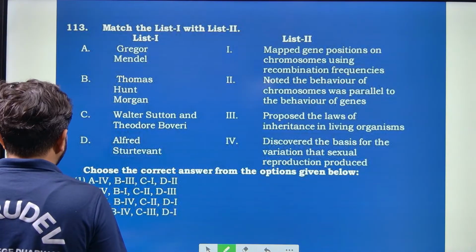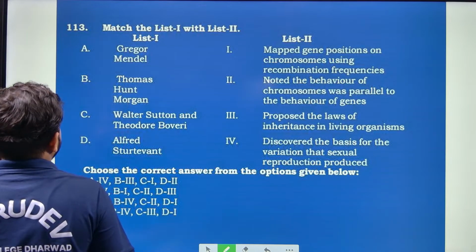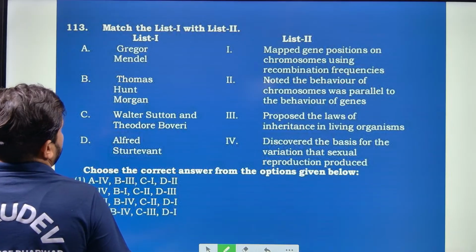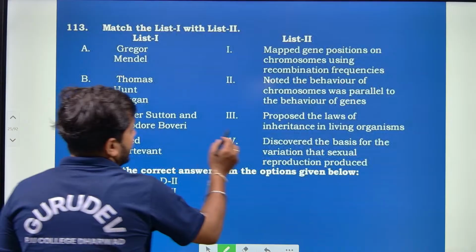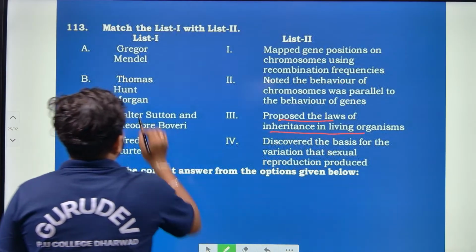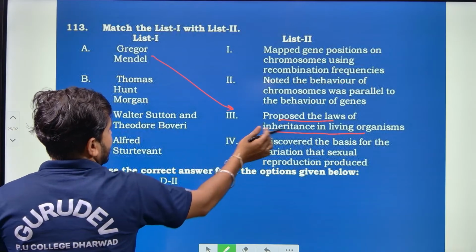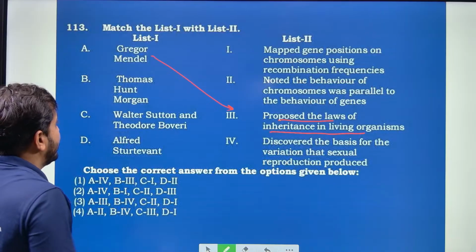So according to that, if you consider overall, that is Gregor John Mendel. Gregor John Mendel, what has he done? Gregor John Mendel proposed the laws of inheritance in living organisms. So Gregor John Mendel is related with proposing the laws of inheritance in living organisms.